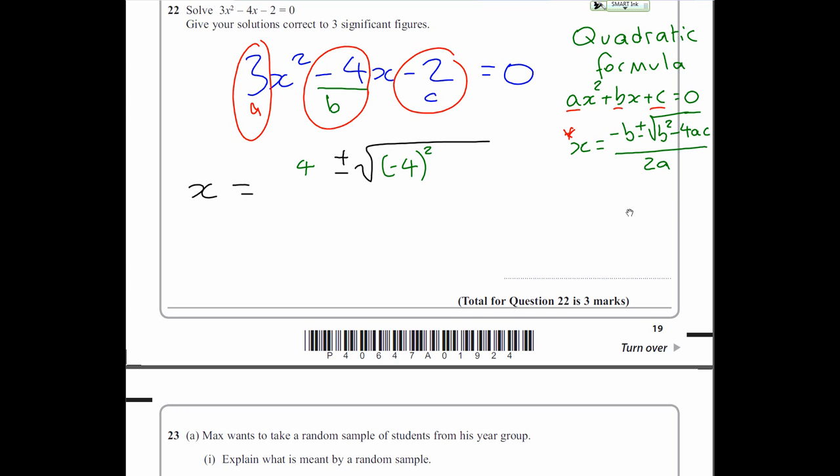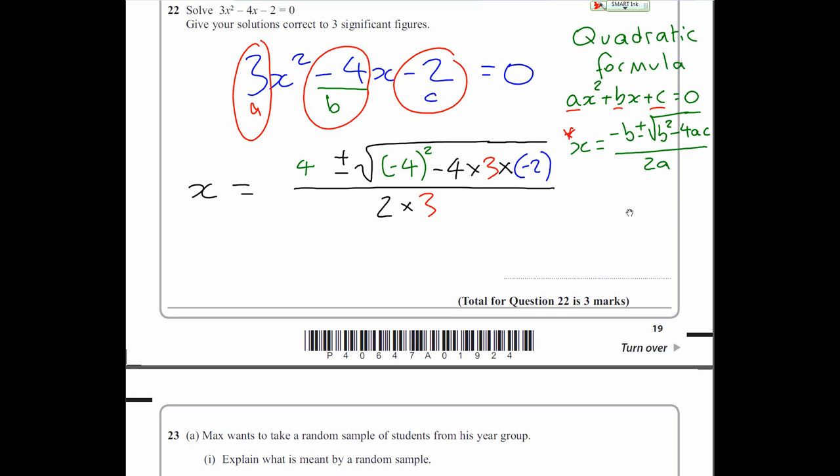Minus 4 times by a, which is 3, times by c, which is minus 2. Because it's a minus, you need brackets again. And all of that is divided by 2 times by a. Your a is 3. Now you've got it like that, you can put it into your calculator.